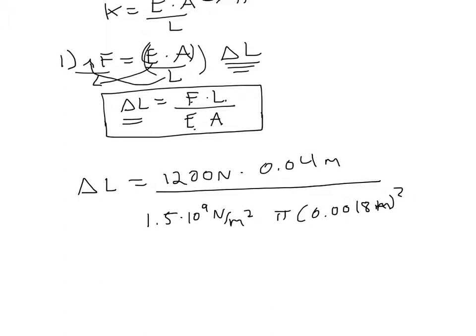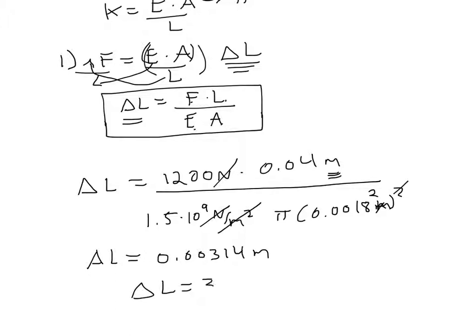So now we're going to have a meter squared cancel here and here, and Newton and Newton cancel there. And what we're left with is an answer in the units of length, so the change in length will be given in meters. When we crunch these numbers, we find that the change in length is equal to 0.00314 meters, but we're asked to answer this problem in units of millimeters. So if we multiply it by 1,000, we'll get 3.14 millimeters, and that's our answer.